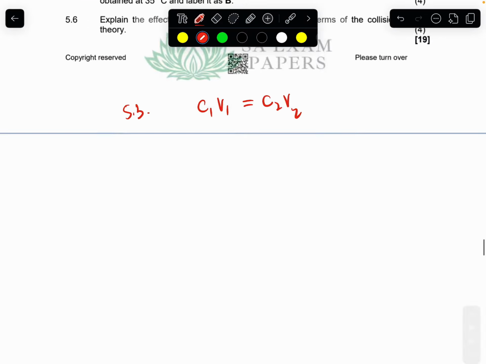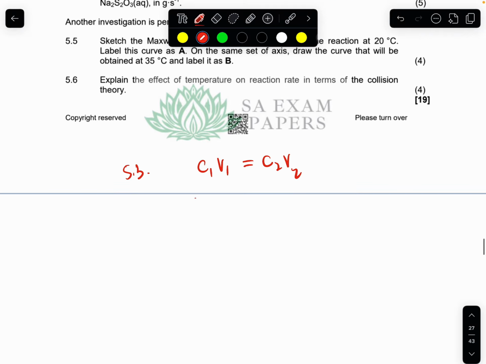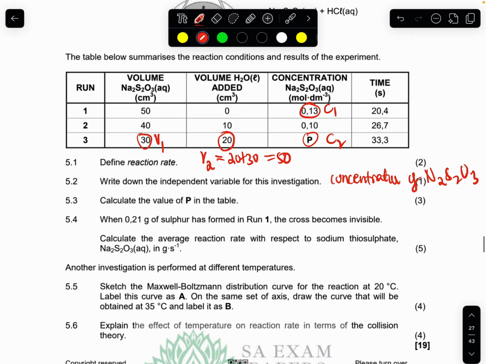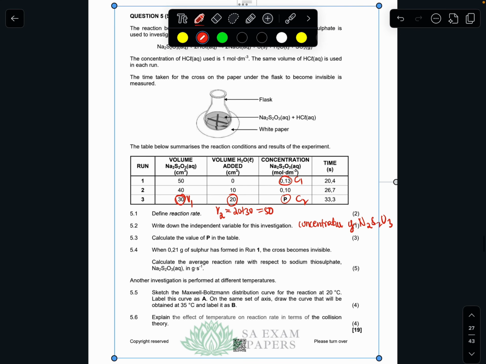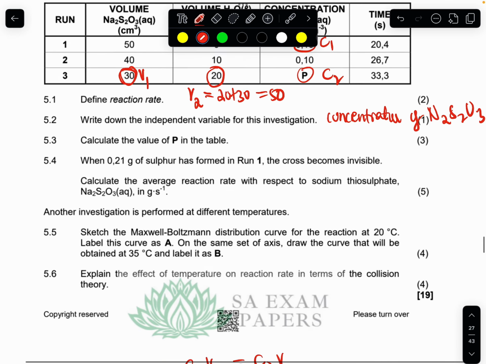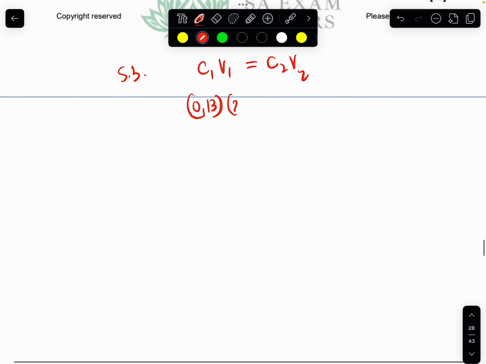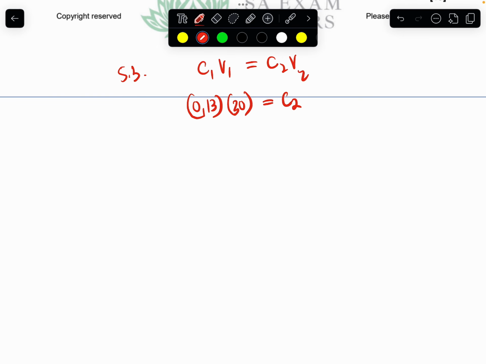The initial concentration is 0.13, and the initial volume, we take the volume of the run, the initial volume, the one that is not diluted. So it's going to be 30 equal to, we are looking for the concentration 2. The C2 is P now. The C2 is P. We're going to just substitute P and times by the V2.